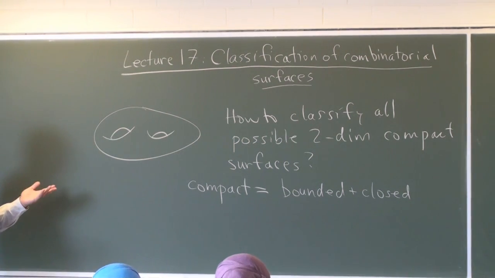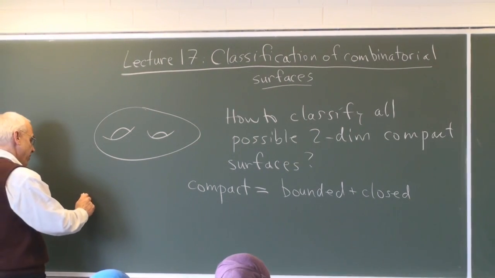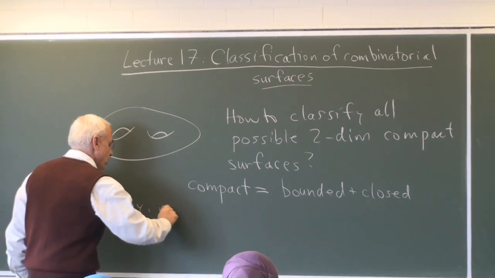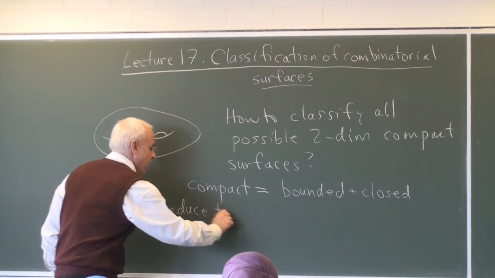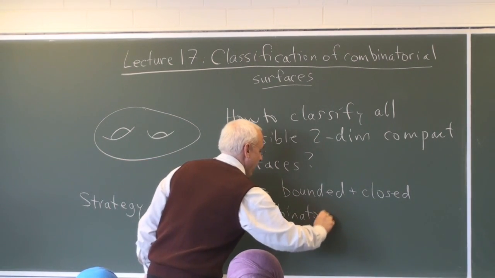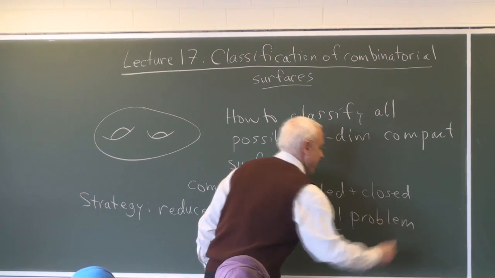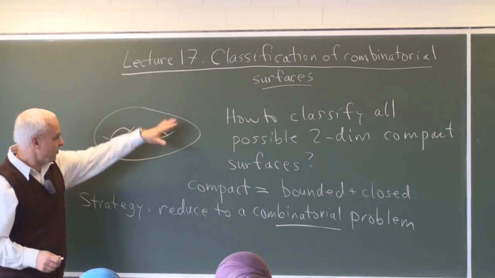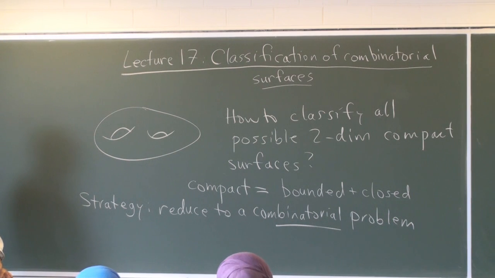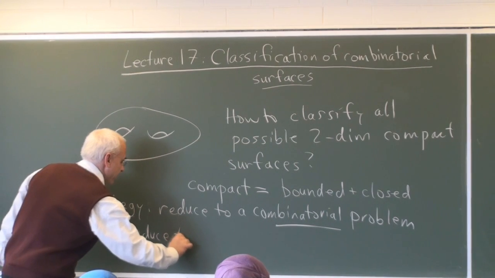So I'm going to talk today about a traditional strategy. The main strategy is to reduce to a combinatorial problem, where instead of dealing with these sort of continuous things, we deal with something which is much more cut and dried, or combinatorial, and we reduce to a standard form.